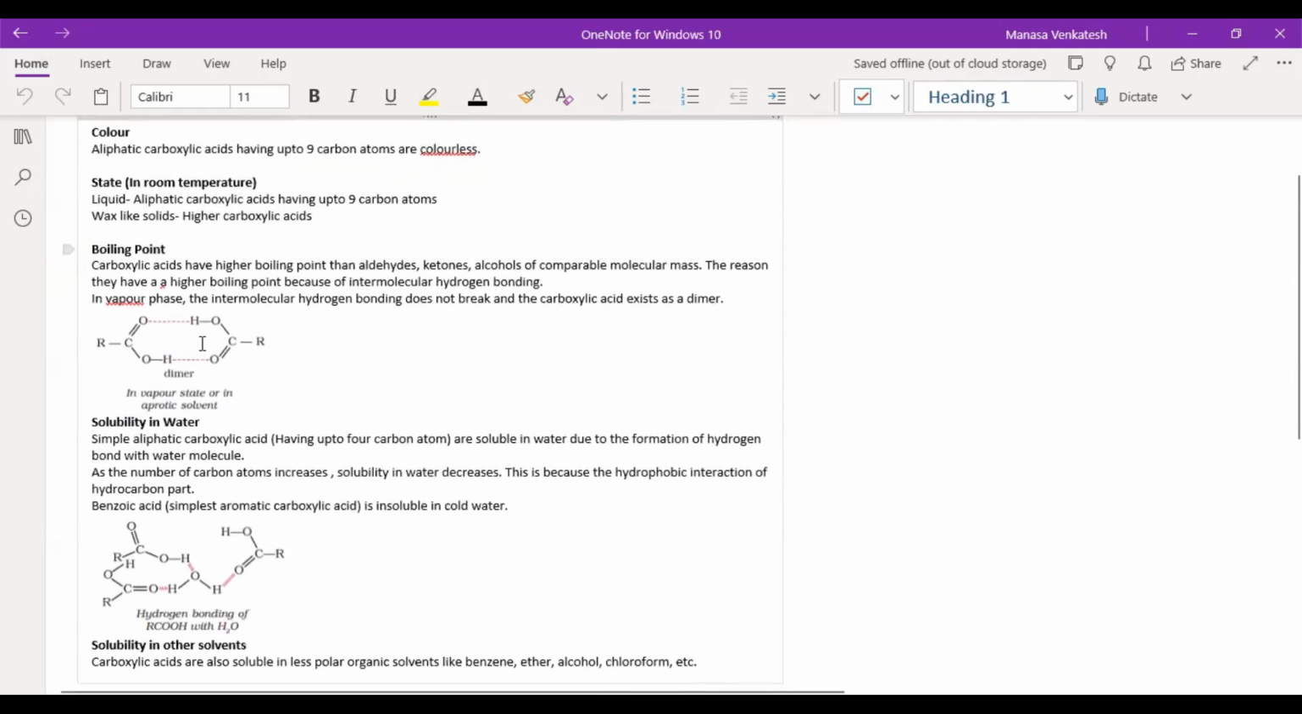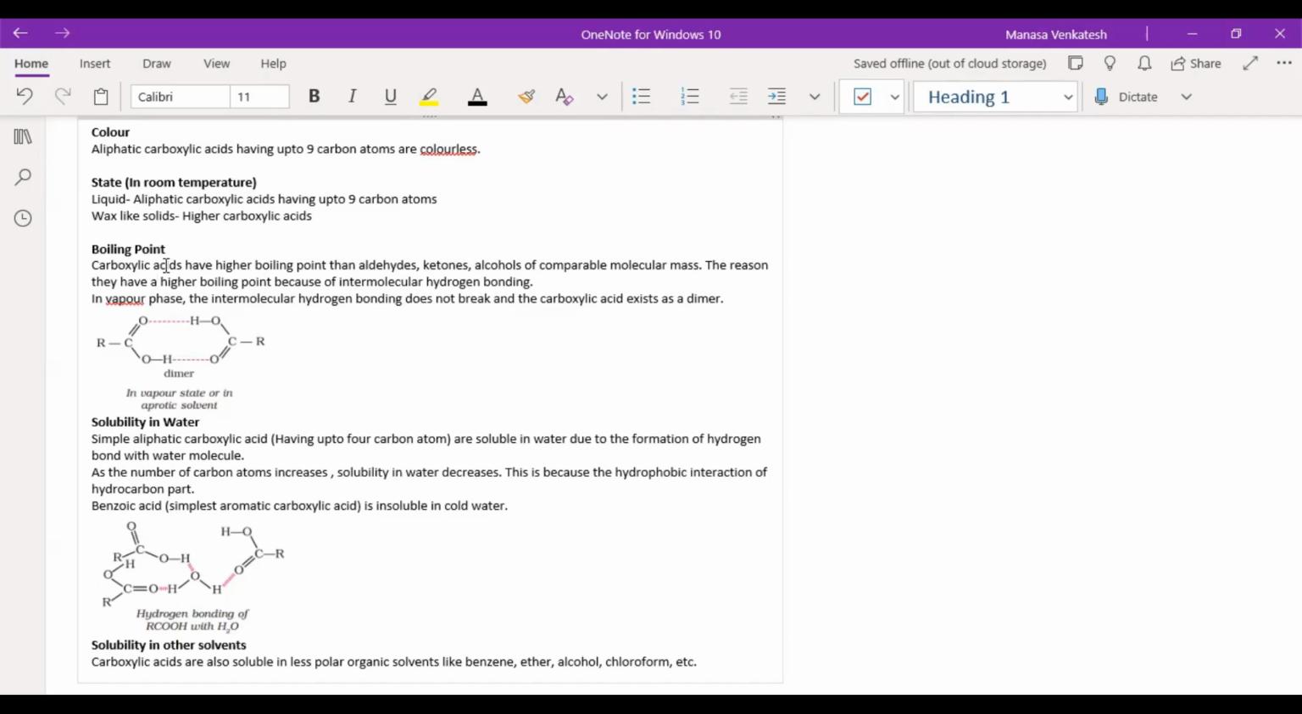Boiling point. Now, carboxylic acids have a higher boiling point compared to all the other functional groups of comparable mass. And this is because of their intermolecular hydrogen bonding. Their intermolecular hydrogen bonding is so strong that even in vapor phase, the intermolecular hydrogen bonding exists. And because of that, carboxylic acids exist as dimers.